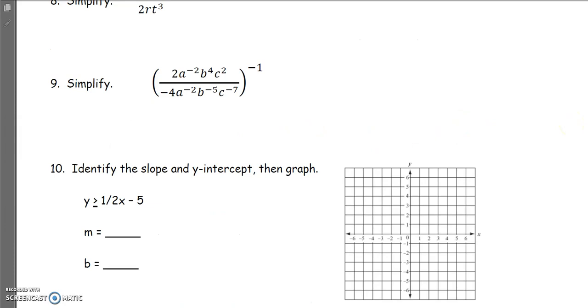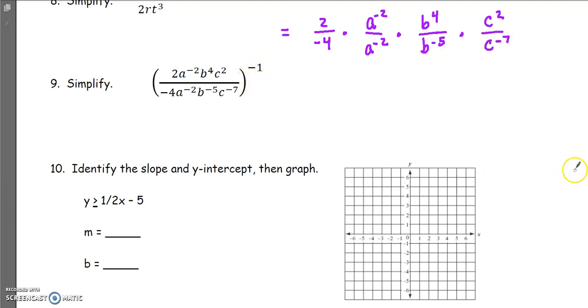Okay, number 9, again, we're simplifying. I'm going to try to take care of whatever I can inside my parentheses. So again, this is what I'm going to do. I'm going to pull everything apart. So I've got 2 over a -4. And then I have a to the -2 over a to the -2. And I have b to the 4th over b to the -5. And then I have c to the 2nd over c to the -7. And I'll worry about this -1 exponent on the outside of the parentheses in a minute.